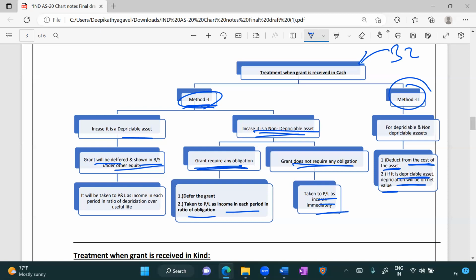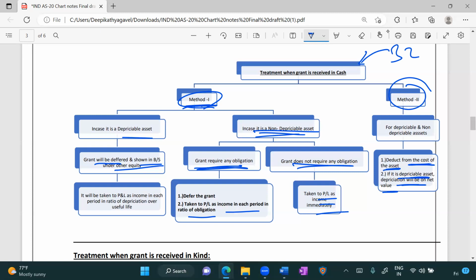So in case you have received a government grant in the form of cash, the second method of treatment says, irrespective of whether it's a depreciable asset or non-depreciable asset, directly adjust the grant that is received against the cost of that particular asset. And in case it's a depreciable asset, then the depreciation will be charged on the net value.